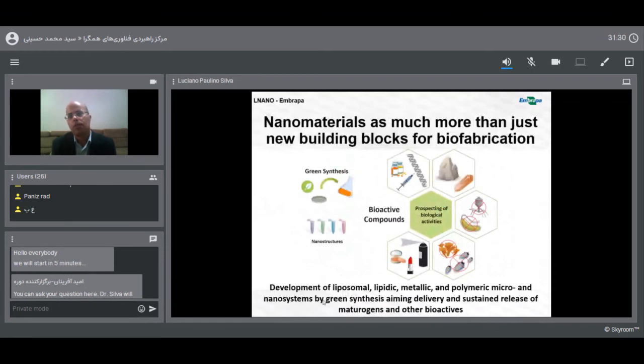We use nanomaterials as much more than just new building blocks for biofabrication, applying our nanomaterials to develop several kinds of new bioprinted and biofabricated structures, particularly these nanosystems that are produced by green synthesis methods and aim to deliver and sustain the release of new substances.